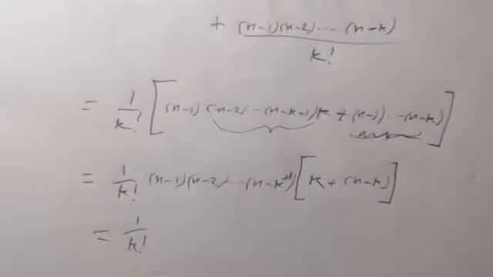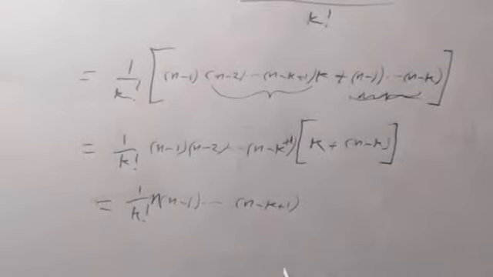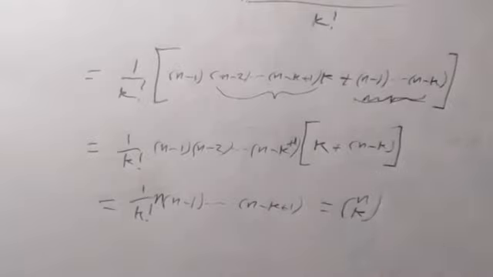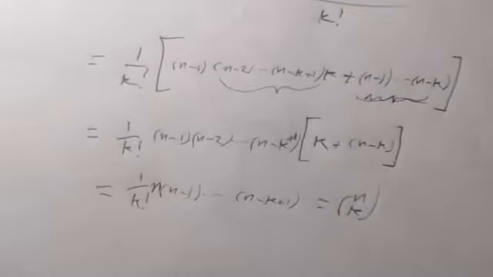Equals 1 over k factorial, n minus 1 down to n minus k plus 1. Then this here was just n, and I'm not going to write it here, I'm just going to write it on the left. And you can see precisely this is the definition of n choose k. So we have established that the recurrence relation n choose k equals n minus 1 choose k minus 1 plus n minus 1 choose k is valid for all n a complex number and k any non-negative integer.